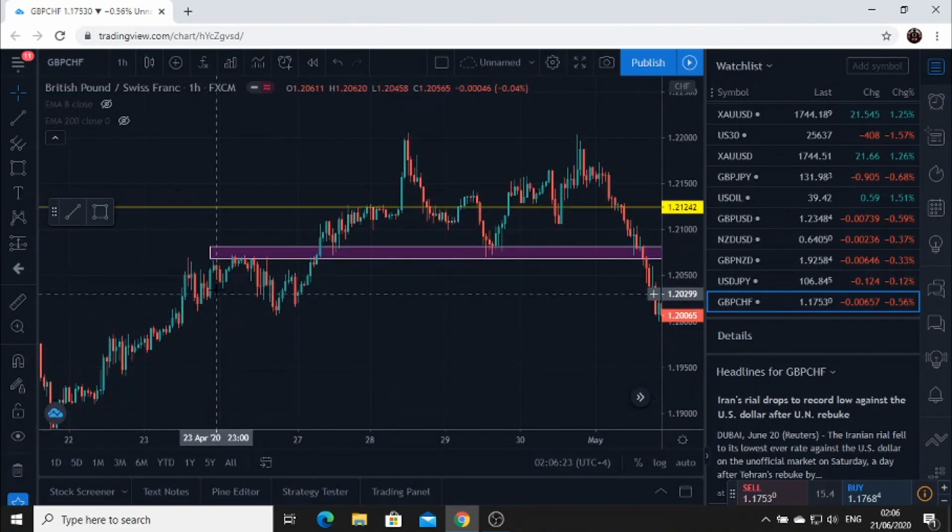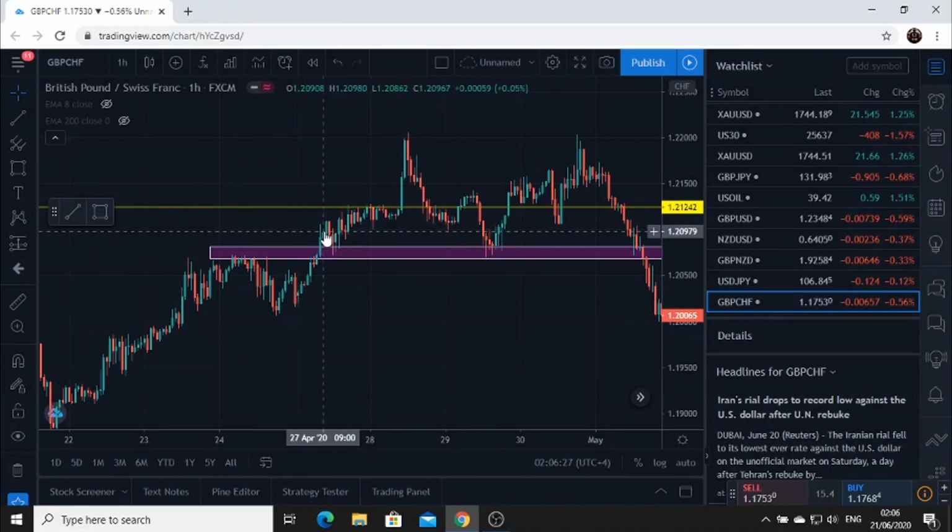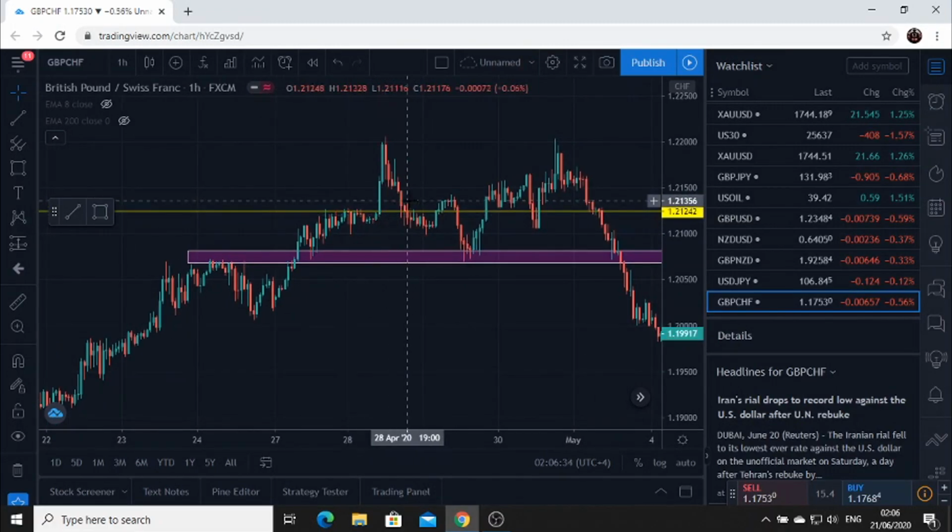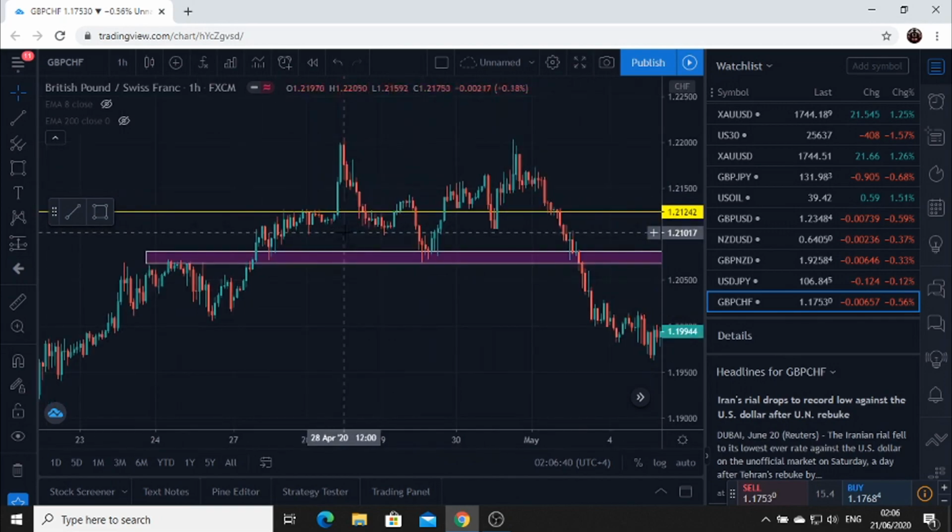you can see the price was hitting the resistance over here, went up, broke this, came back, tested the box, then went up, broke the key level as well, came back, tested it, but did not go up when it came back and tested it.